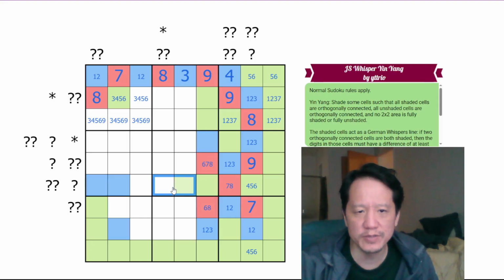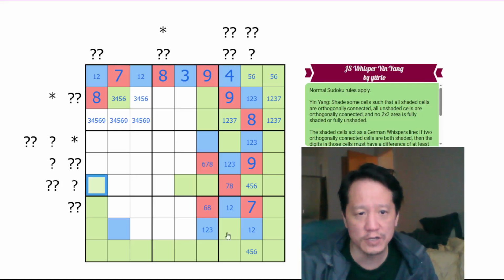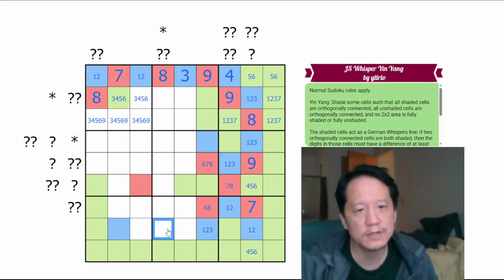But then the problem is this green has to orthogonally connect to the rest of the green, and it's blocked from this area. So it has to connect orthogonally that way. But then the problem is this has to connect orthogonally to the rest of the blues, or the rest of the shaded. And then this would not be one continuous set. So this cannot be shaded, guaranteed. That means this is shaded guaranteed, so it would have to be red.